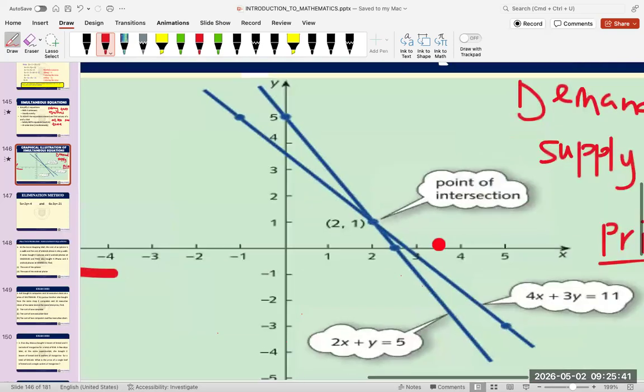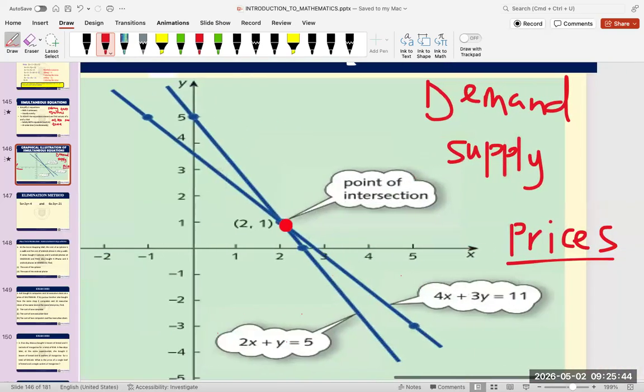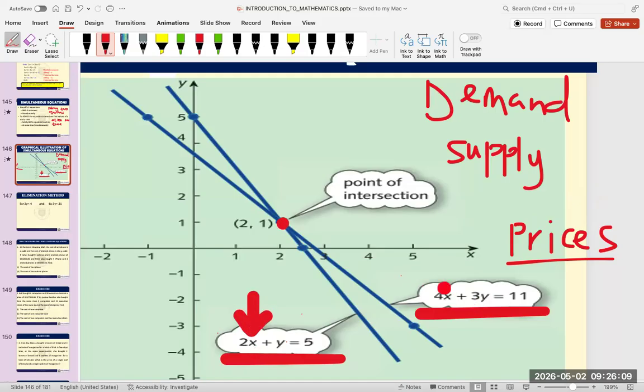So anytime you have two equations, when they meet, their meeting point is called the point of intersection, meaning that all the equations are passing there. And so if this is your equation 1 and this is your equation 2, and they meet at this point, it means that the x you are seeing here is the same x you are seeing here. The y you are seeing here is the same y you are seeing here.